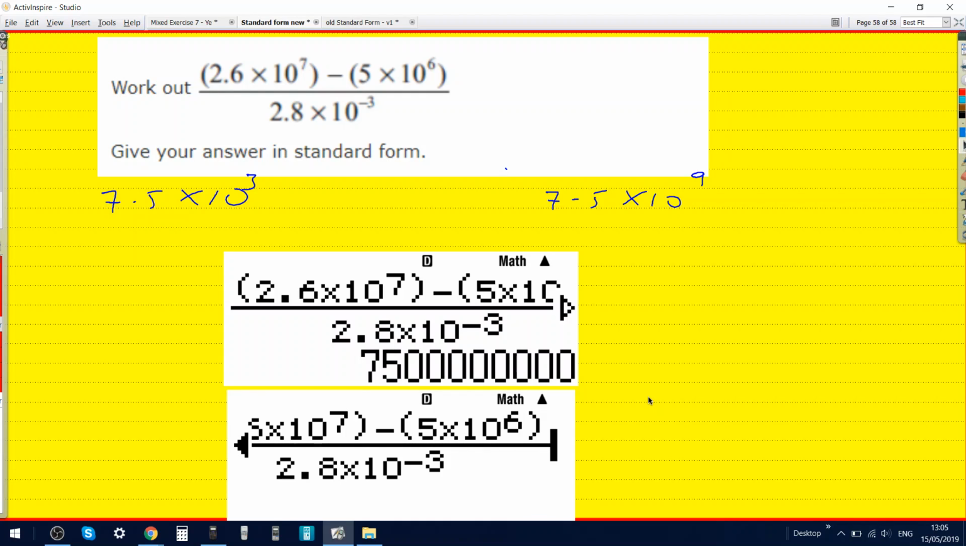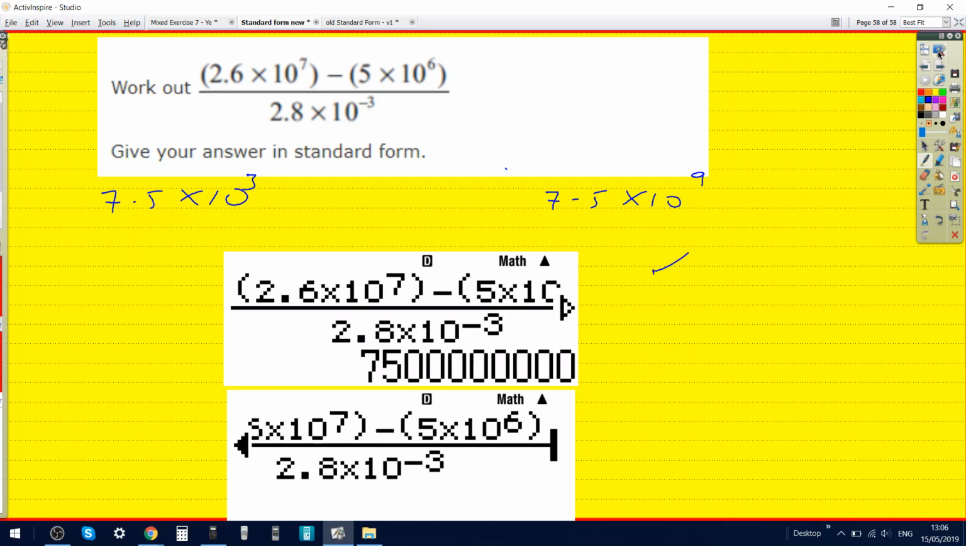2.8 minus 4. Yeah, so it's 7,500,000. I'll write the answer in standard form now. So 7.5 times 10 to the power of 9. Yep. Sorry about that. Alright.